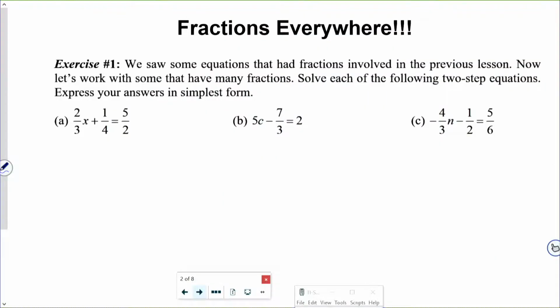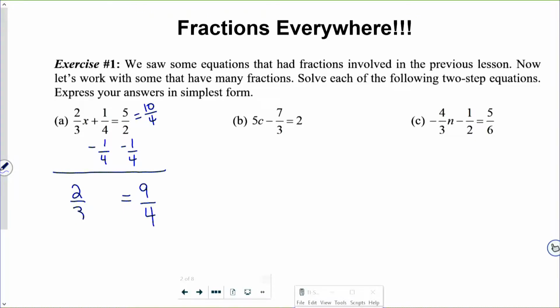All right, first thing I'm going to do is subtract 1/4 from both sides. And immediately, of course, that becomes annoying because I have 5/2 minus 1/4. Now 5/2, if I get a common denominator, is 10/4. So 10/4 minus 1/4 will leave me with 9/4 on the right-hand side of this equation, and it'll leave me with 2/3 times x on the left-hand side.